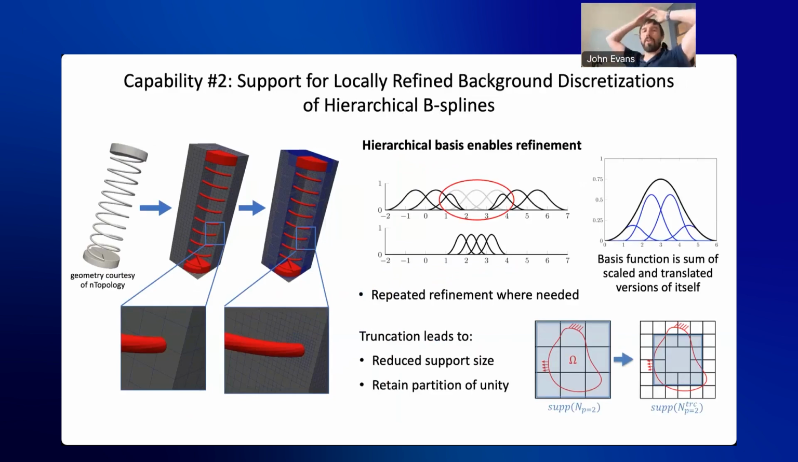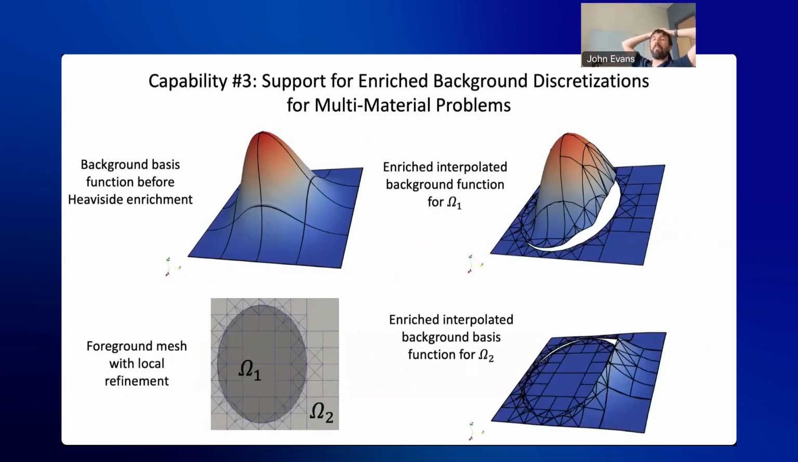Our code also supports locally refined background discretizations, and here we leverage so-called hierarchical B-splines. We also leverage this technique called truncation, which leads to reduced support size of our underlying basis functions, which then leads to increased sparsity in our resulting stiffness matrix, either a stiffness matrix for a linear problem or a tangent matrix for a nonlinear problem. And it allows us to have a basis that retains partition of unity, which is not the case with the classical hierarchical B-spline basis. To tackle multi-material problems, we enrich.